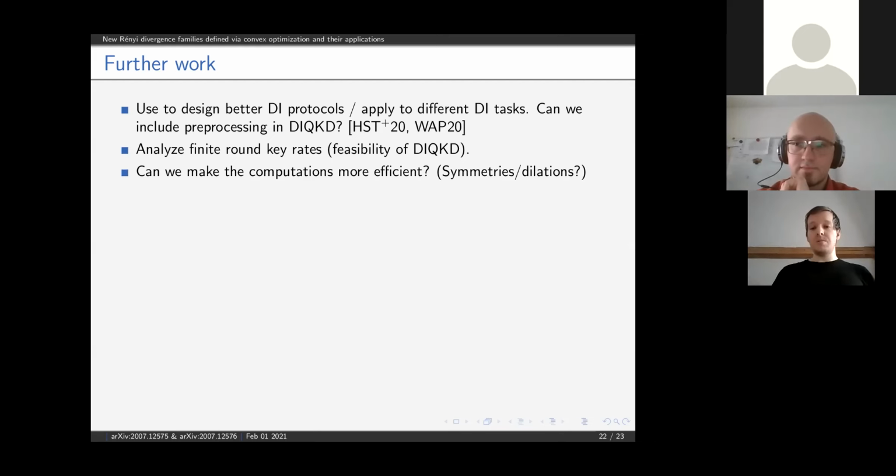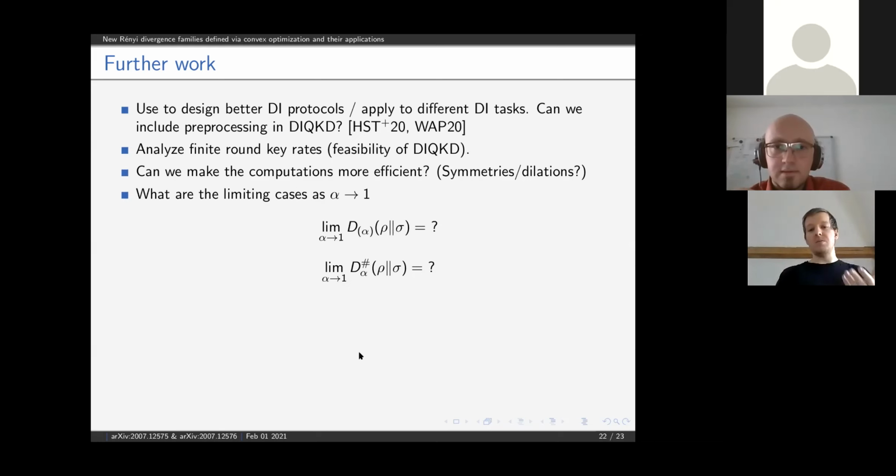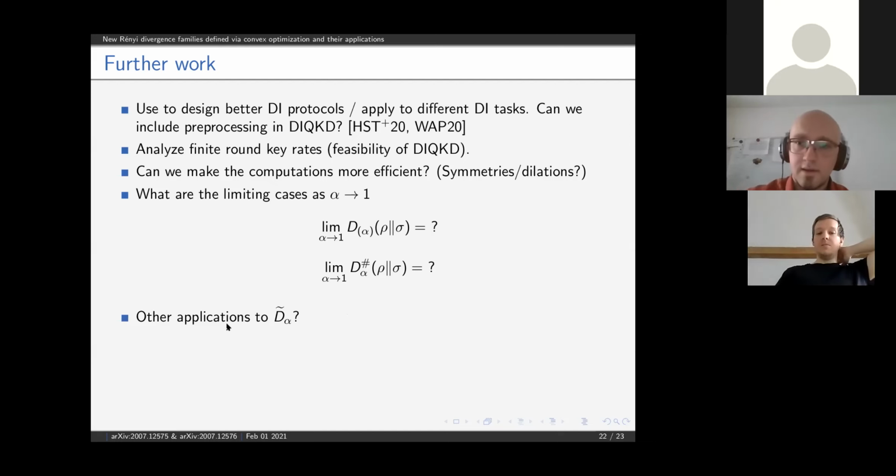Something else for both parts of the talk is whether we can make the computations of these divergences more efficient via symmetries, or in the device-independent case, maybe by using some dilation theorems. Something else that's open is that we don't know what the limiting cases of these divergences are when alpha tends to 1. In the paper that goes into the second part of the talk, there are some additional applications to the sandwich divergence, and whether there are more applications would be interesting to explore.